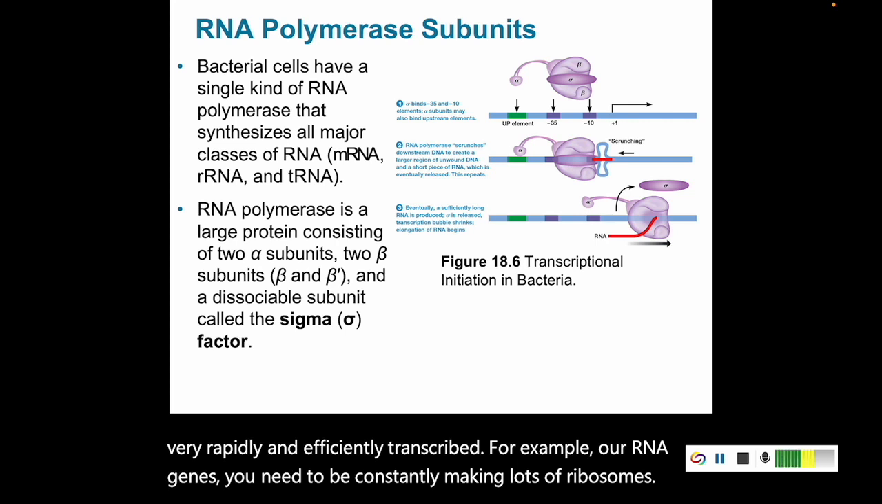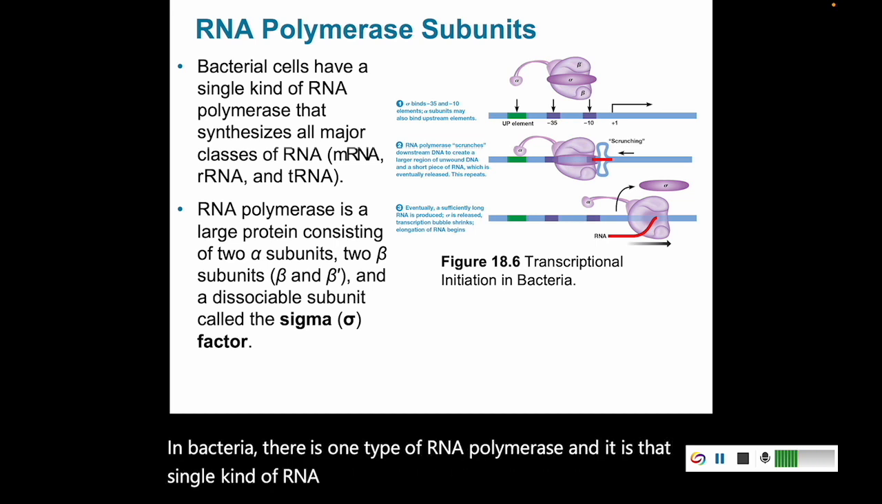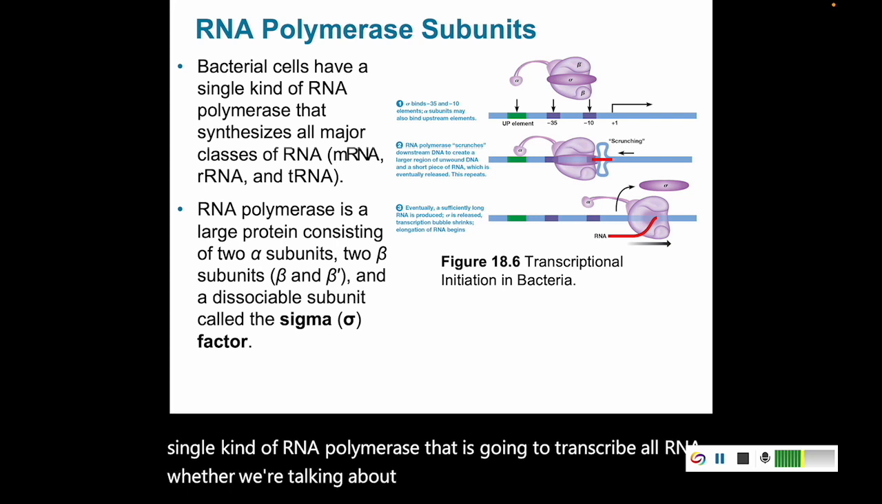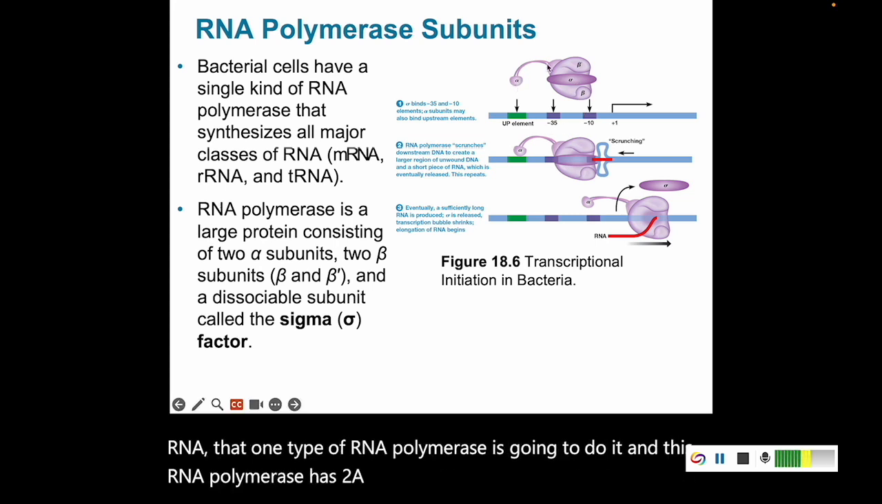In bacteria, there is one type of RNA polymerase. And it is that single kind of RNA polymerase that is going to transcribe all RNA, whether we're talking about messenger RNA, ribosomal RNA, tRNA, that one type of RNA polymerase is going to do it. And this RNA polymerase has two alpha subunits. Here's an alpha and an alpha.